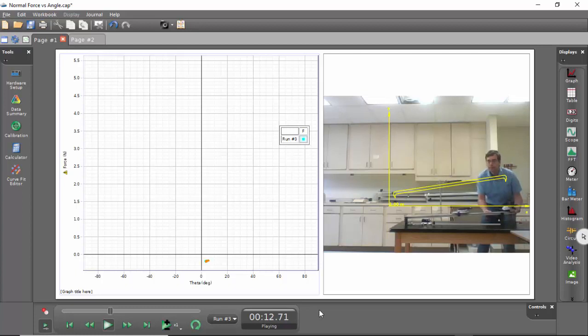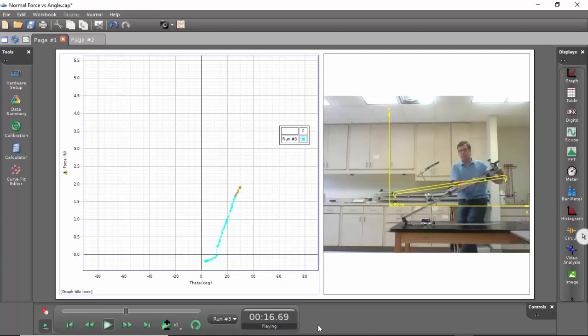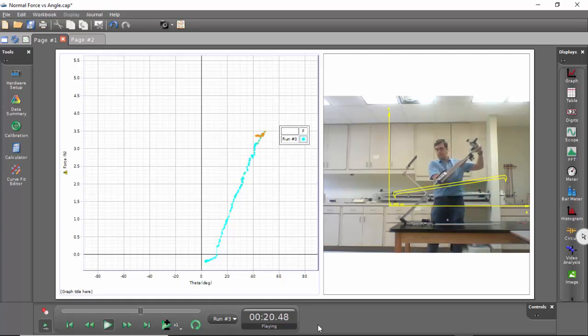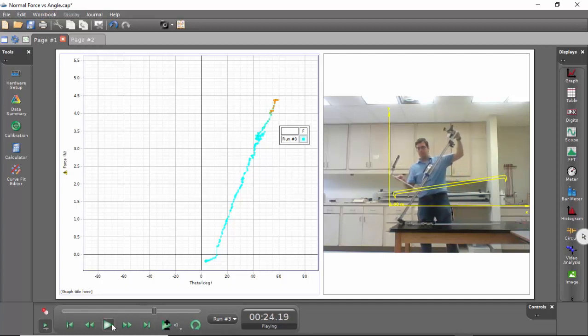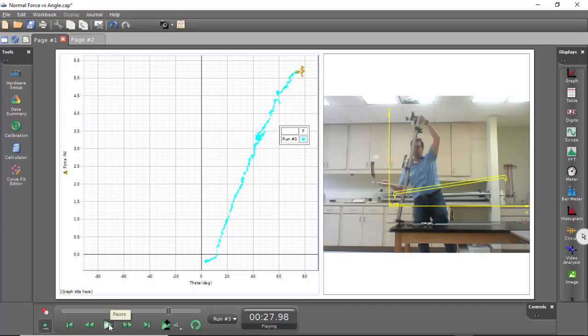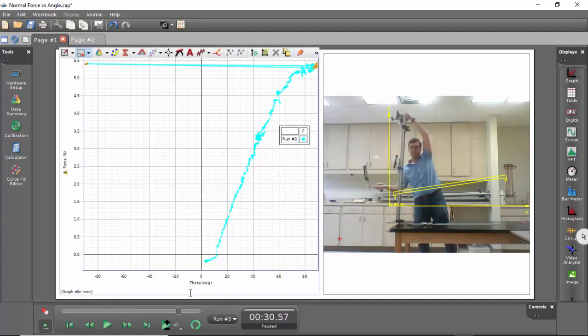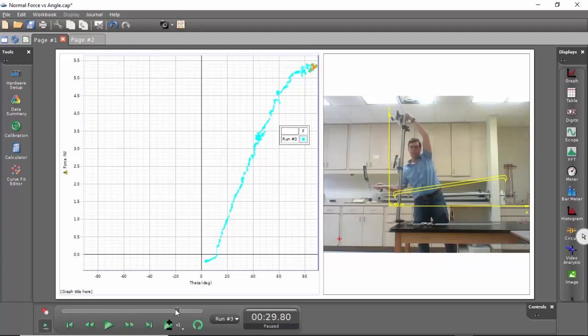Here's the recording again with the data being recorded. This is the x component of the weight as the track is being lifted. You can see at that final moment, the data starts going crazy as it gets too high. But up until about 80 degrees, you can see how it compares.